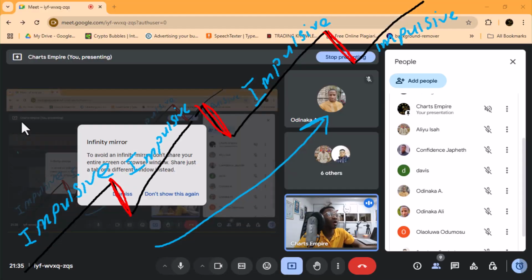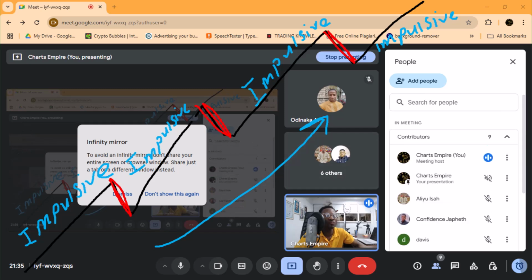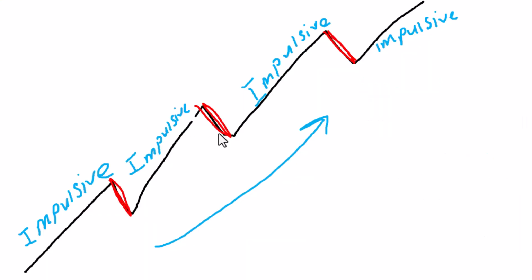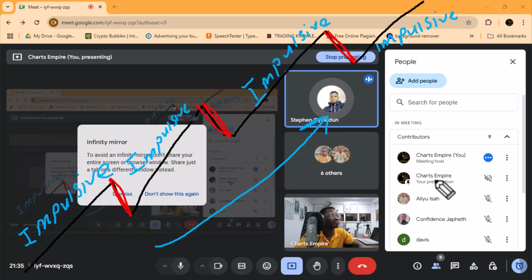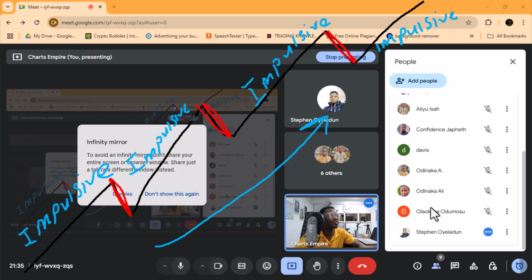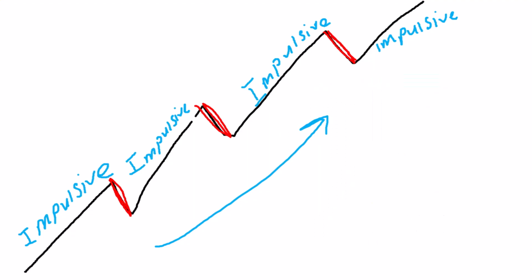Can someone tell me the opposite of impulsive move? Opposite of impulsive move. Can someone tell me the opposite of impulsive move? Sir, a correctional move, sir. Thank you. A correctional move, or corrective move, or counter trend move. Wow. Some traders just wasted their months, wasted their time, wasted their money, wasted everything.